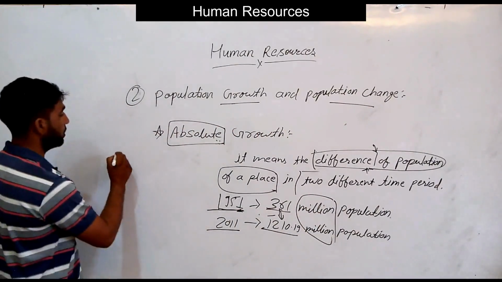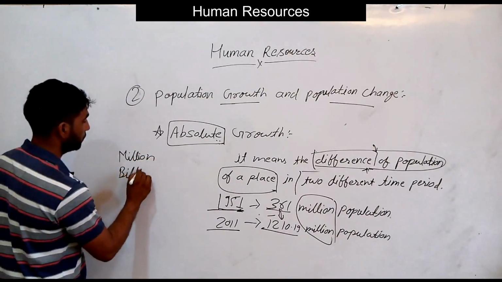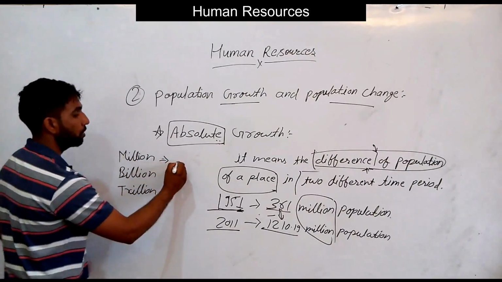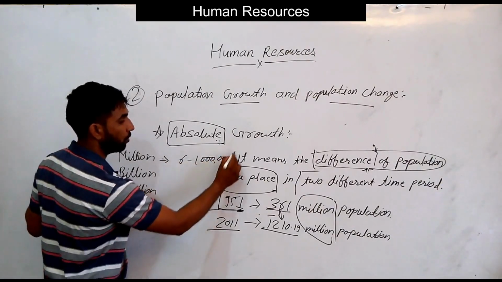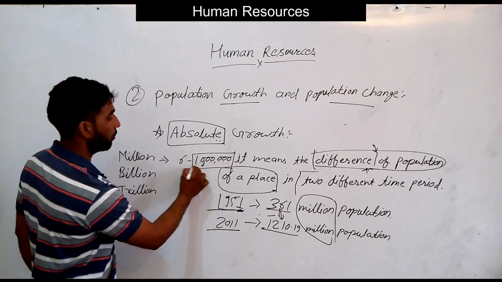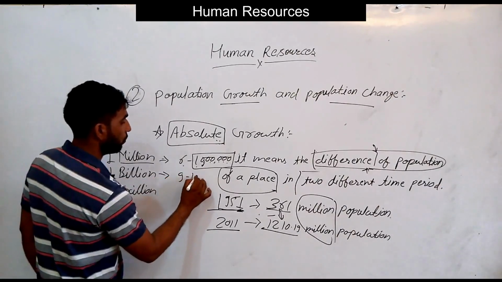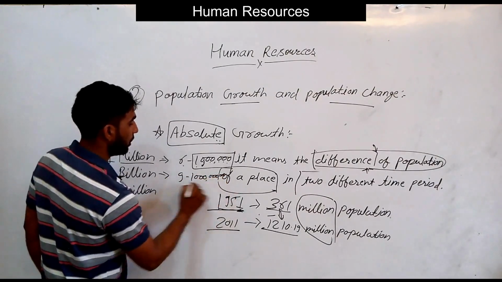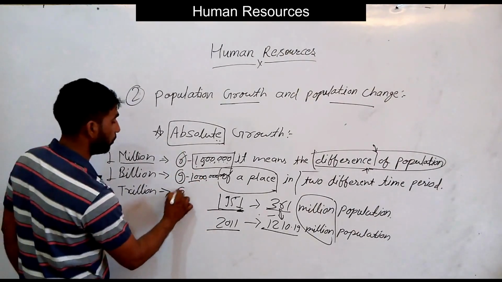I am giving the keywords million, billion, and trillion. 10 lakh is equal to 1 million. 1 billion has 9 zeros. It means 100 crore.